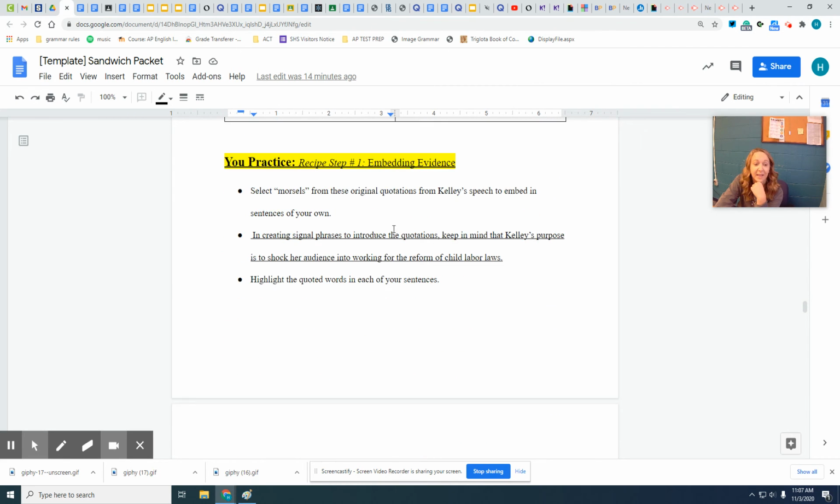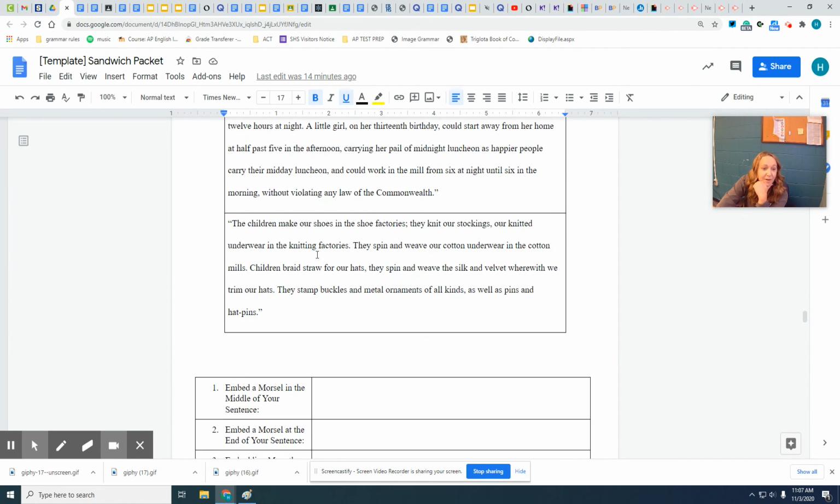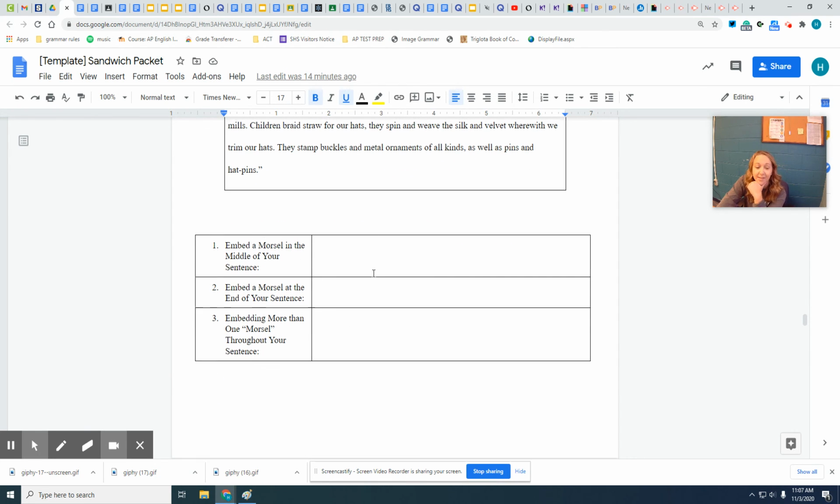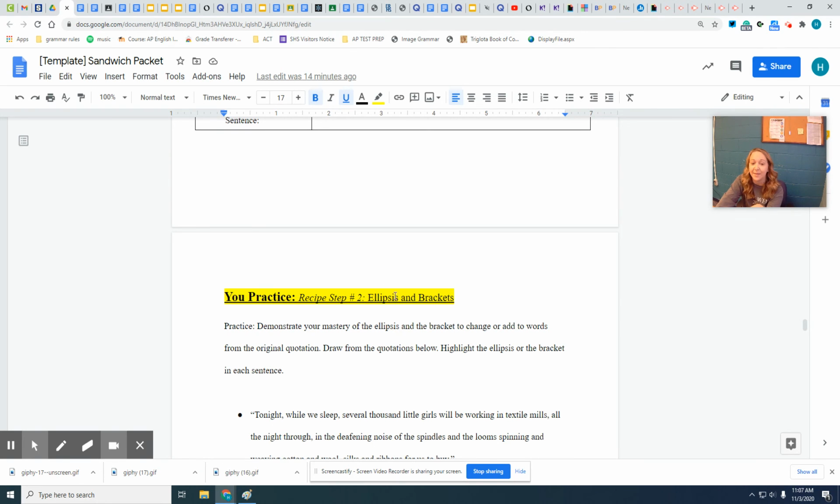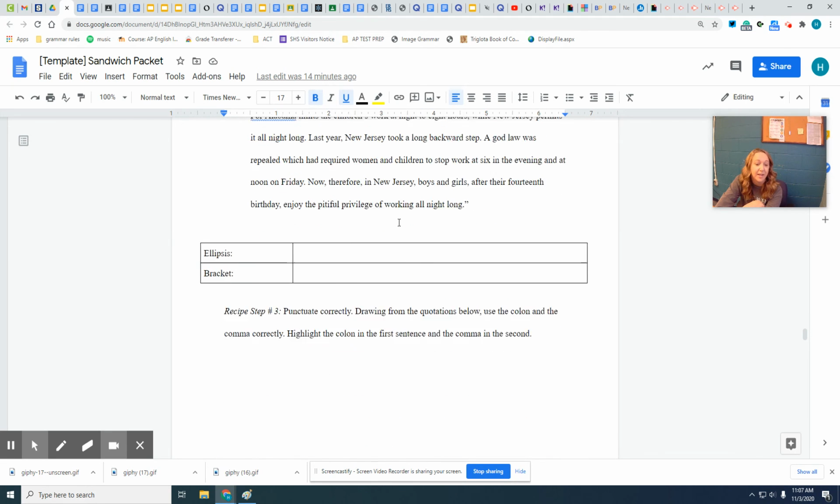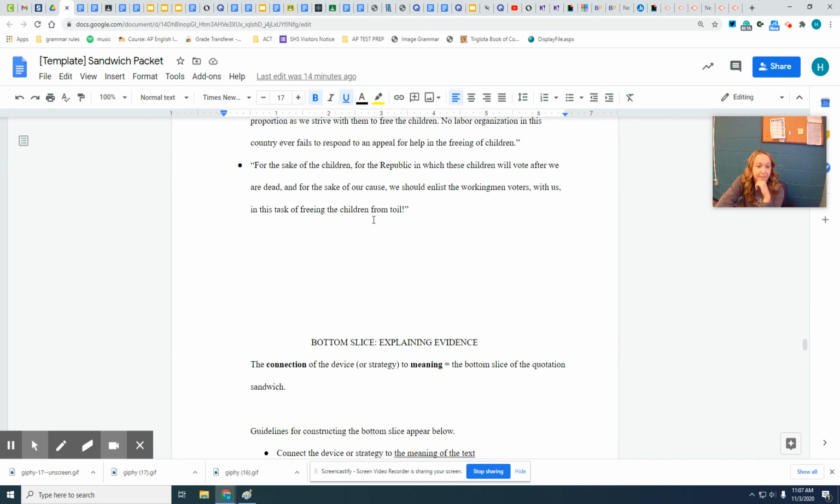Okay? So then it gives you practice. For step 1, you're going to do some morsels. Again, if you need help, just go back up in the packet to where it gives you the examples of step 1. Here are the quotes you're going to be working with, and then here is where you're going to put your sentences. Step 2, same thing with the ellipses. If you need help, go back up to the instructions for ellipses, that table. And step 3, punctuate correctly. You're going to use the comma and the colon correctly. Okay? And then when we get to there, that'll be for the next day.